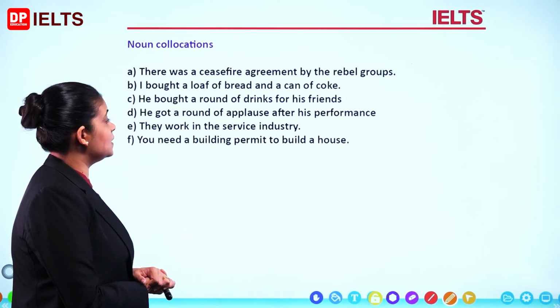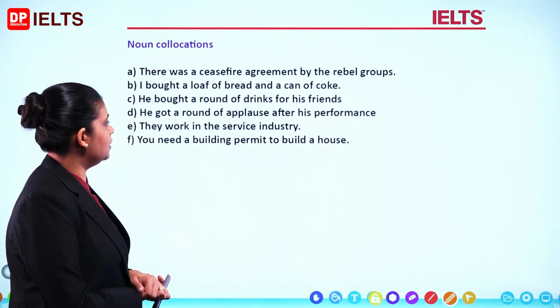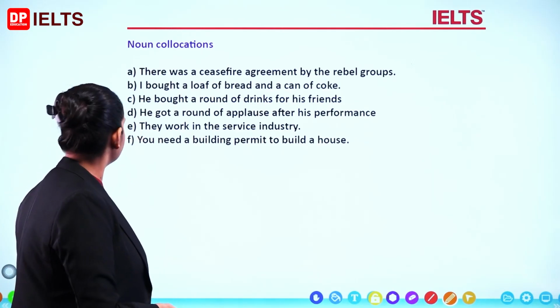They work in the service industry. Service industry. You need a building permit to build a house. Building permit. Okay. All right.